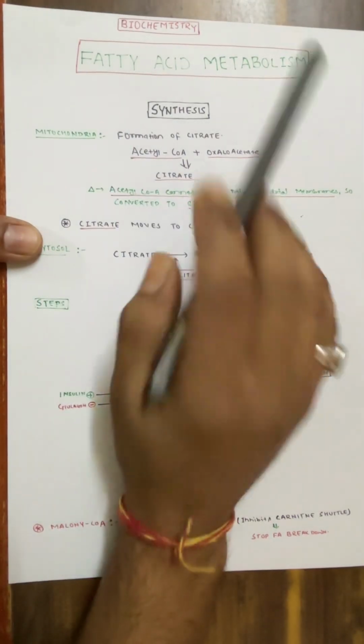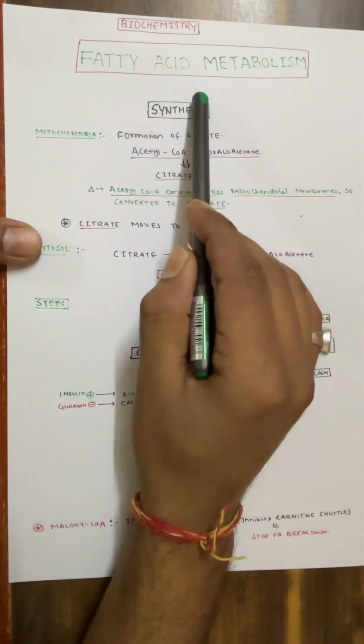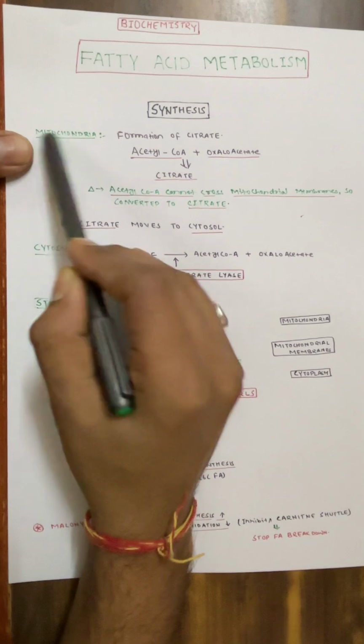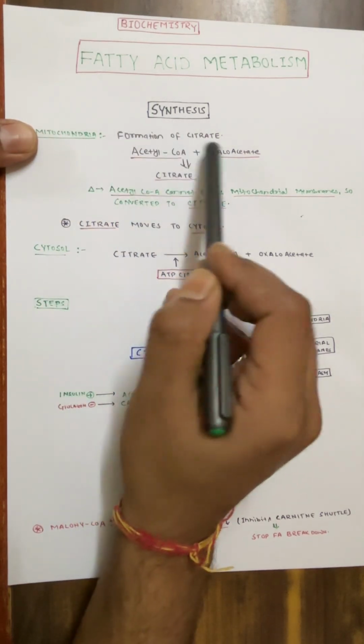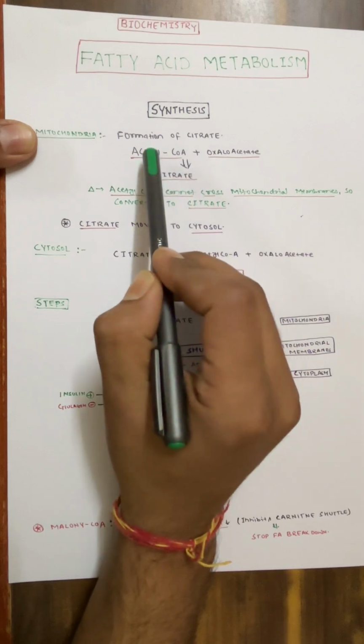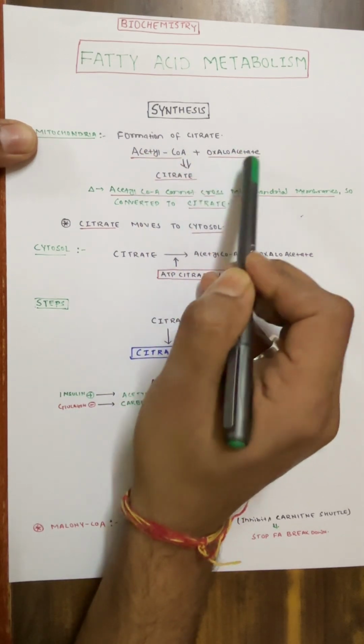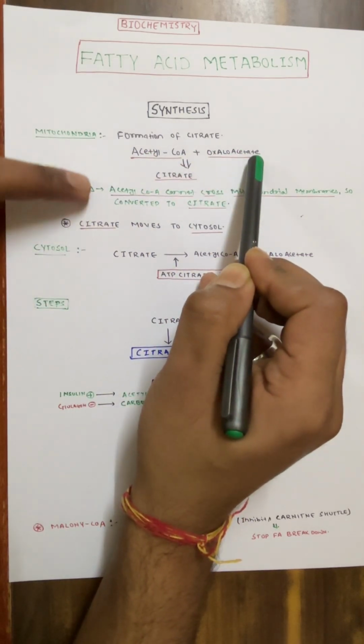So let's talk about fatty acid metabolism. First we'll talk about the synthesis part. It occurs in mitochondria. The main first step is formation of citrate. So acetyl coenzyme A and oxaloacetate combine to form citrate.